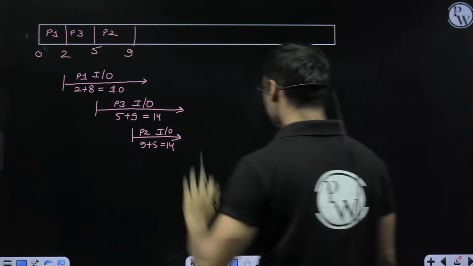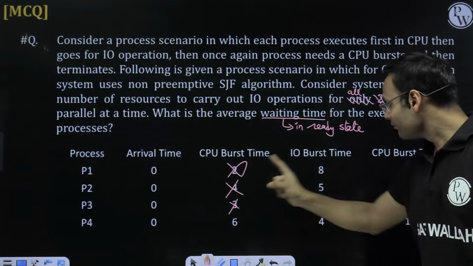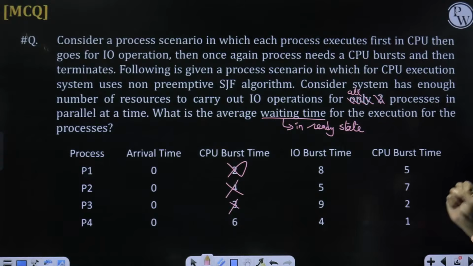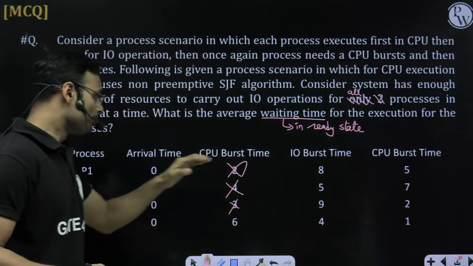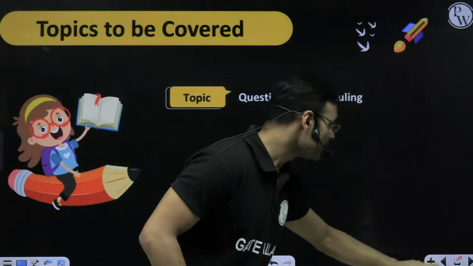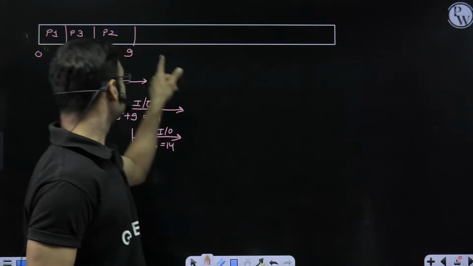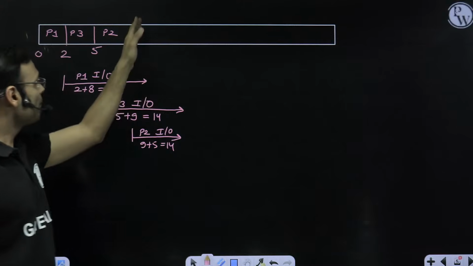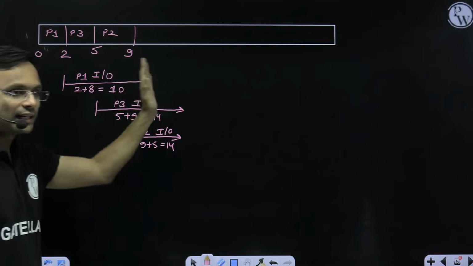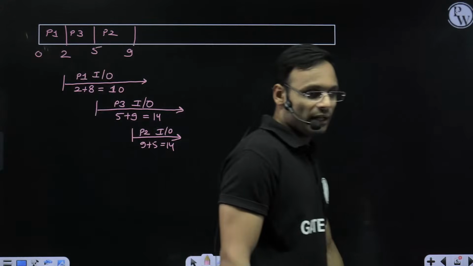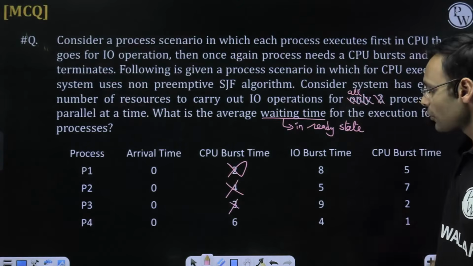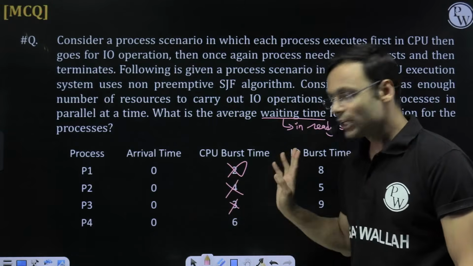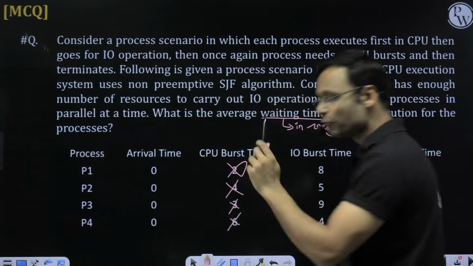Now at 9, I do not have P1 coming back. No, P1 is not coming back. P1 will come back after IO operation at what time? At 10. P1 is coming back after IO operation into the ready state at 10. But look at this. We have only one process remaining in the ready state, P4. So I'll have to schedule P4 only.